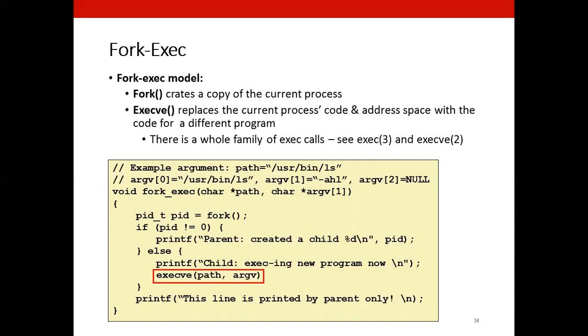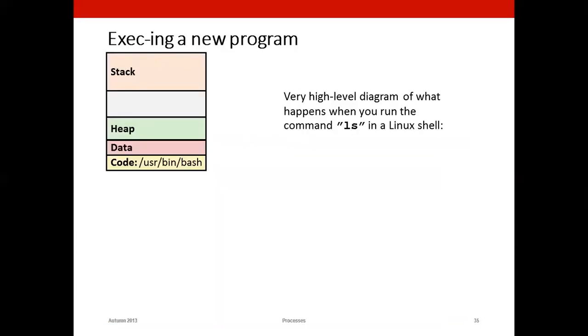Now it is running a new program at the location indicated by the path, with the list of parameters. This is a very high level diagram of what happens when we run the command ls in a Linux shell. Ls is the listing command in Linux, similar to the directory command dir in Windows. We run the ls command in the bash command line.